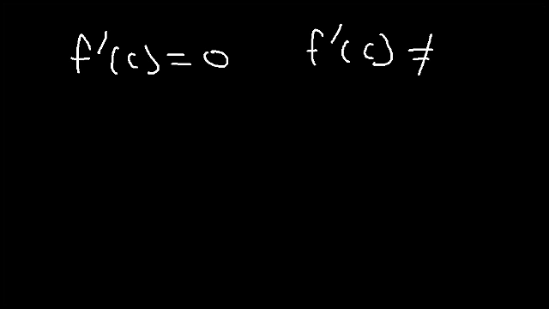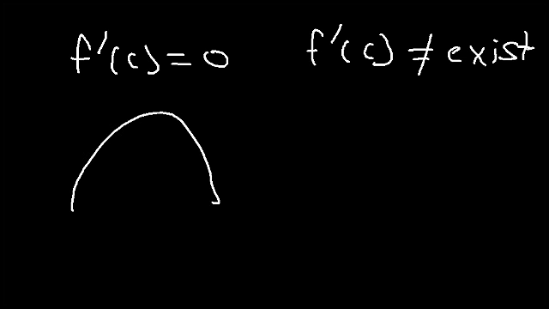Whenever the first derivative, let's say of c, is equal to 0, or if the derivative doesn't exist, then c is a critical number. So if you have a local max or a local minimum at this point, the tangent line has a slope of 0. So this point is a critical number.